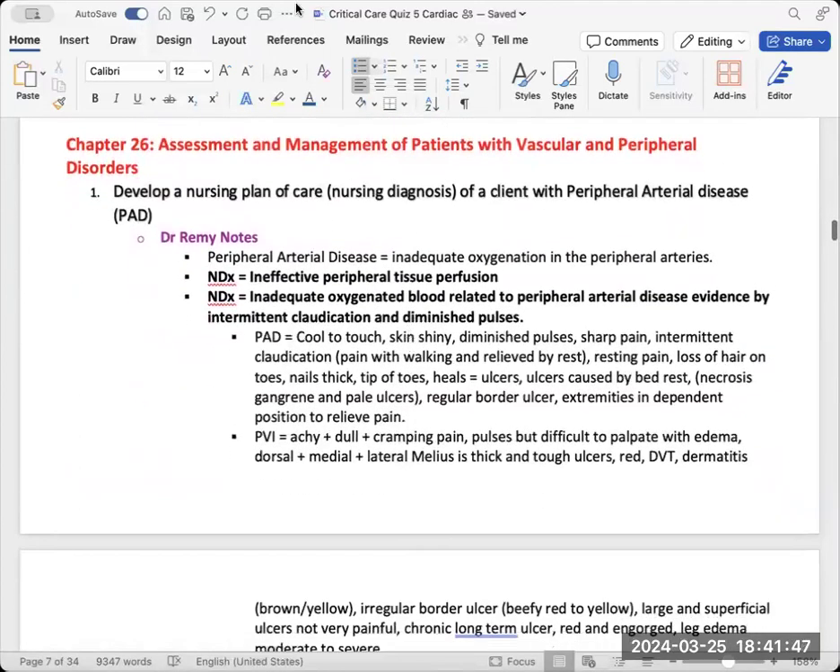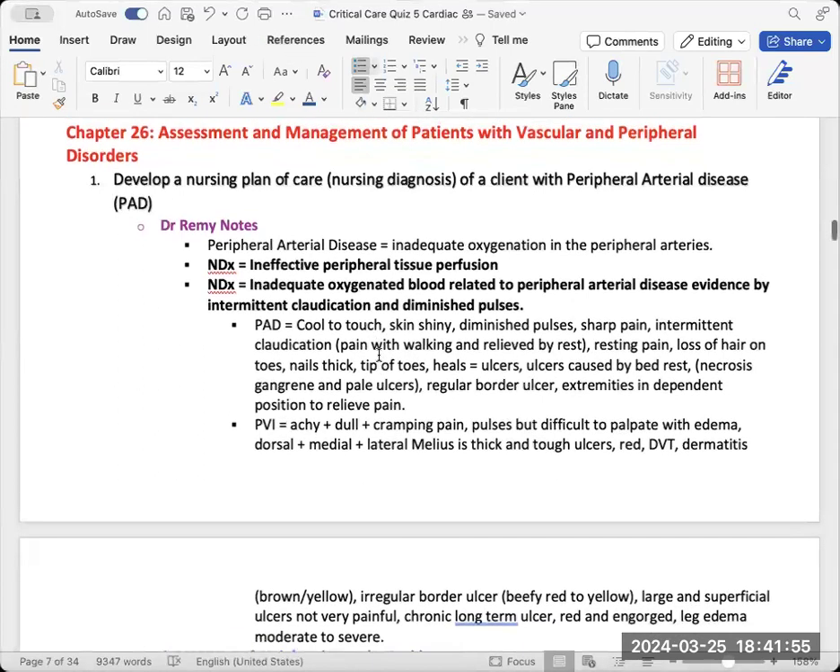Okay, so chapter 26. The first question is to develop a nursing plan of care or a nursing diagnosis of a client with peripheral arterial disease. Now, I want you guys to think back of the anatomy of the vessels, such as the arteries and the veins. So, arteries, right, they're going to carry oxygenated blood to the tissues, right? So it goes from the heart, let's just say, to your toes, right?